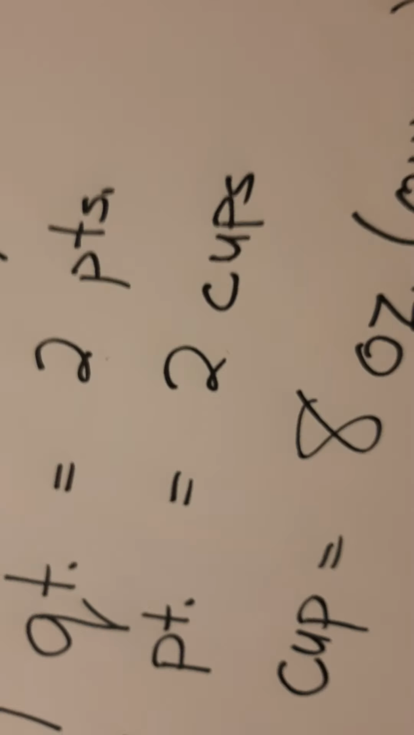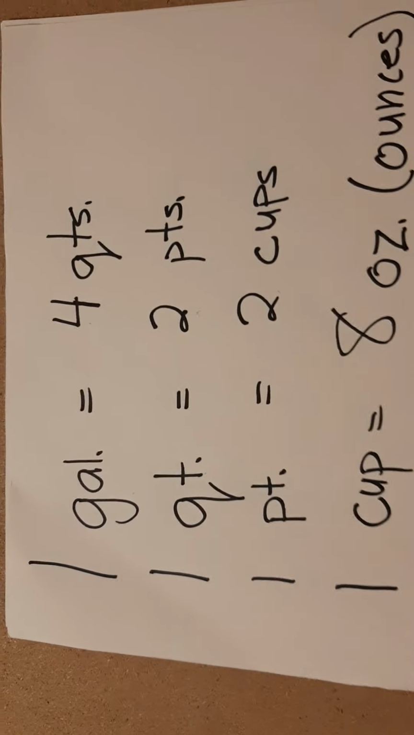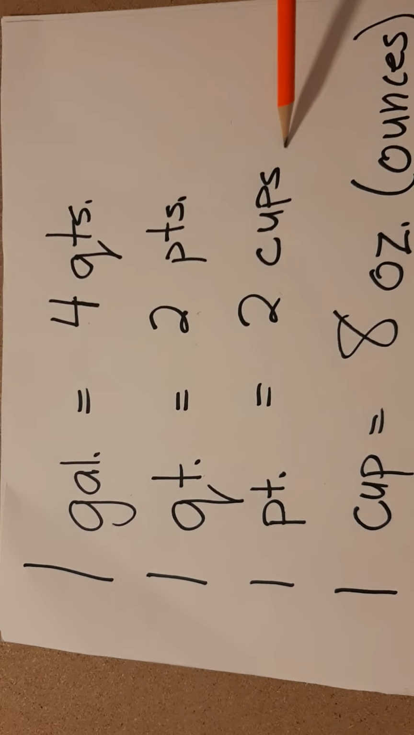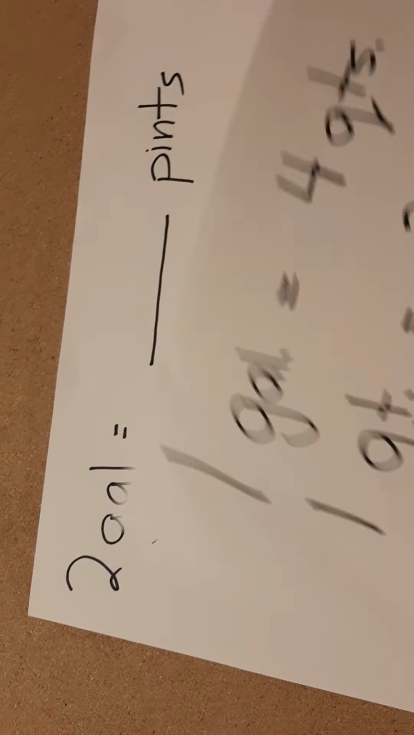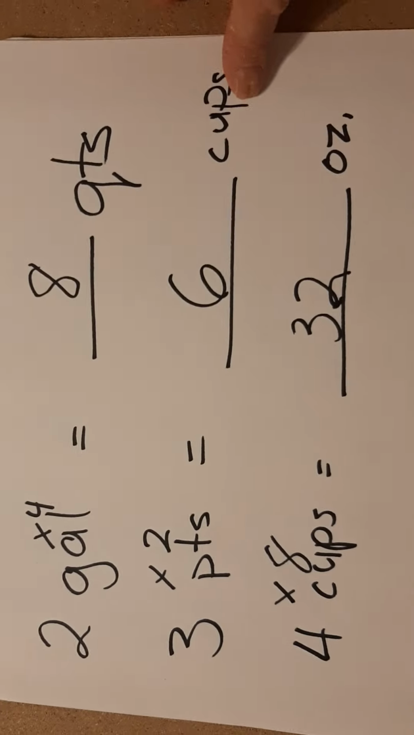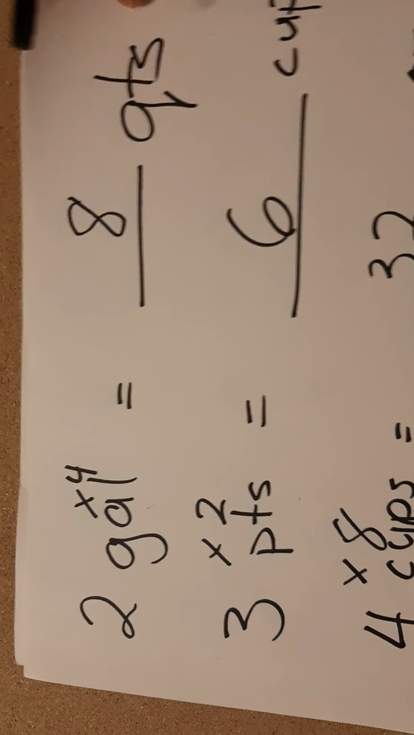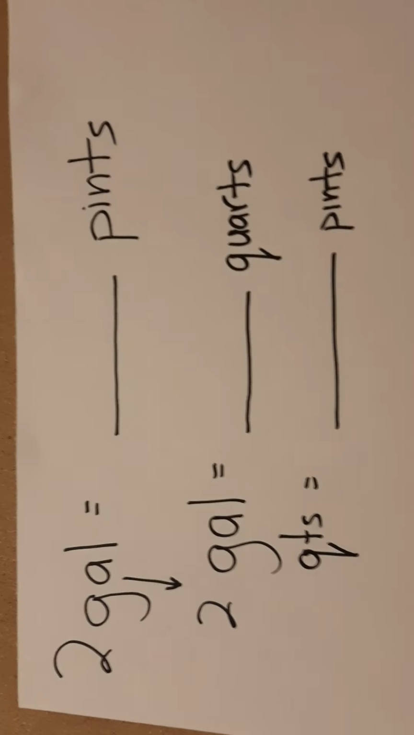All right, let's go back to our customary units of capacity. You remember 1 gallon is 4 quarts, 1 quart is 2 pints, 1 pint is 2 cups, 1 cup is 8 ounces. And you remember that we did these kinds of conversions from gallons to quarts, pints to cups, etc. yesterday. But what happens if you have something like this?